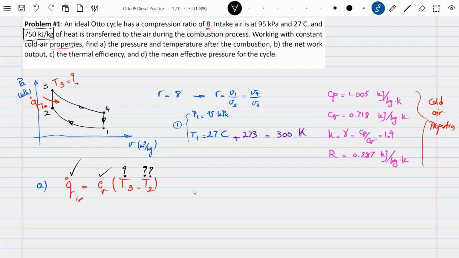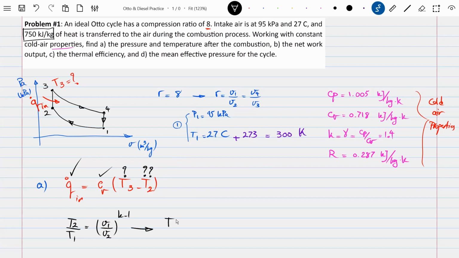And that is correct. However, the process from 1 to 2 is an isentropic compression. For an isentropic compression, I have equations that relate the temperature and the specific volumes. So let's use them. I can say T2 over T1 is actually specific volume 1 over specific volume 2 raised to k minus 1, k being the specific heat ratio.